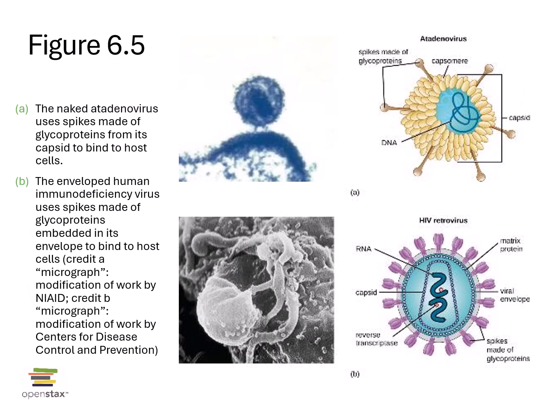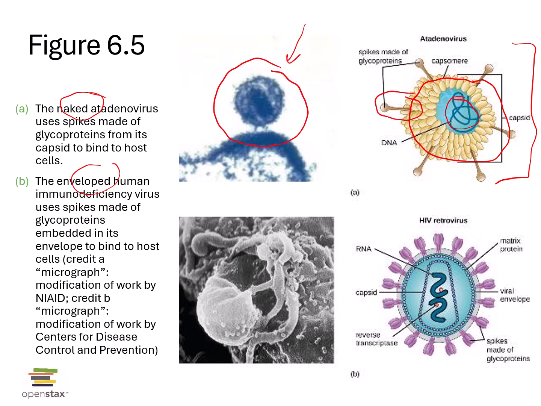Here we can see both naked and enveloped viruses. For the naked virus or non-enveloped virus up here, we have our genome, then our protein capsid, and then the spikes are on the capsid. Here is an example of an actual virus under the electron micrograph.